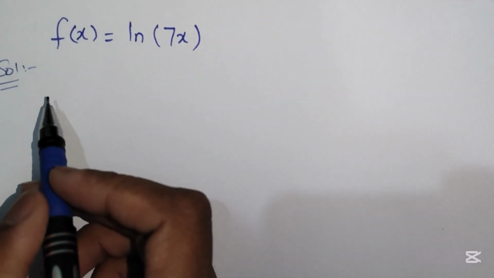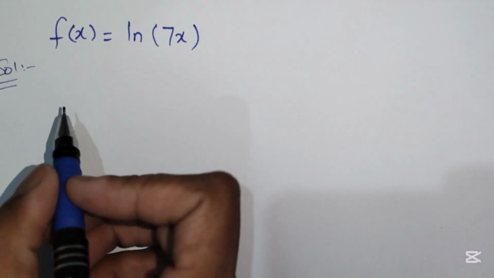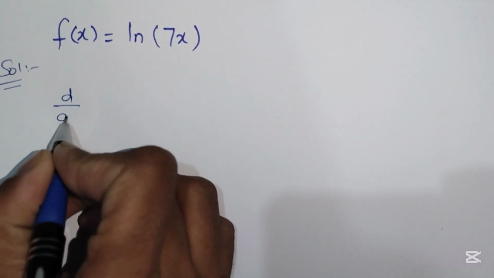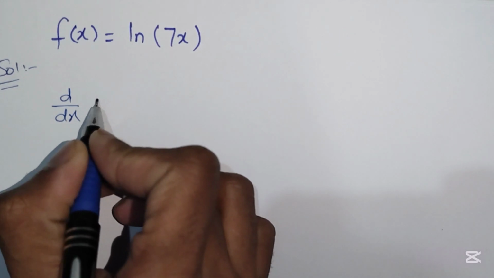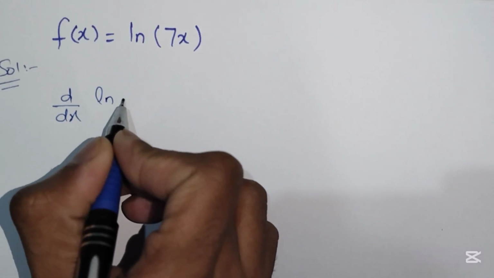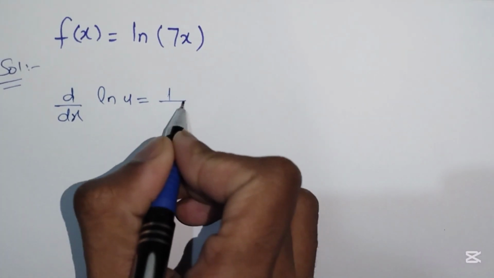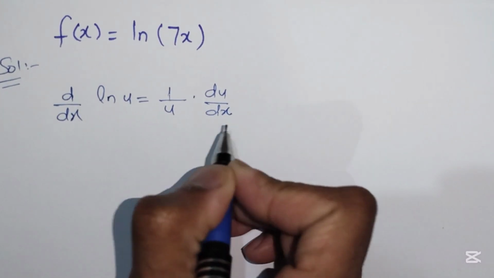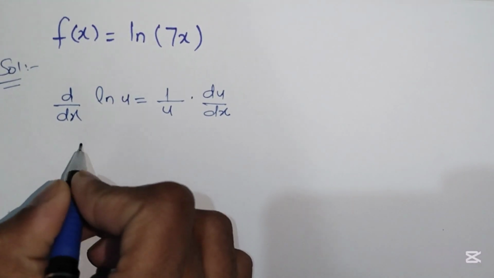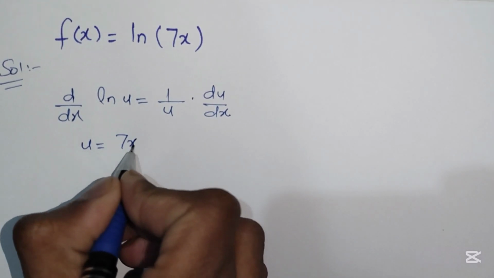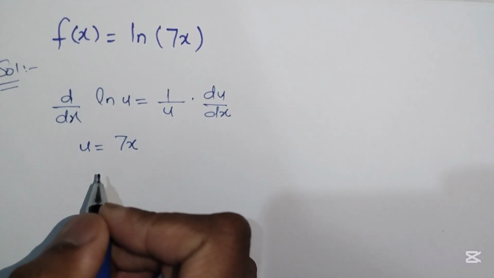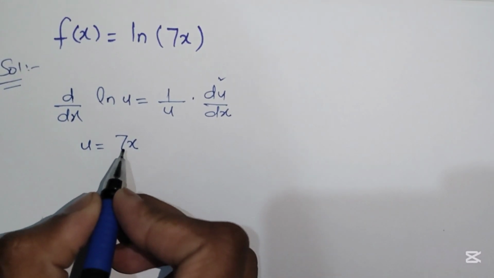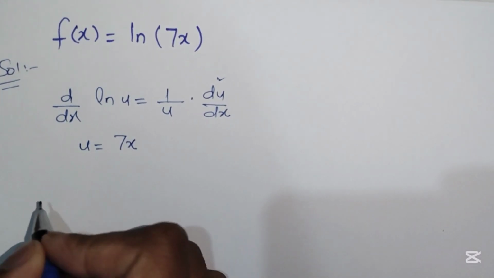We will first apply the logarithmic differentiation rule, which states that d by dx of natural log of u is 1 over u times du by dx. Now in our question, u is 7x. We will find this du by dx. We will take the derivative of this function with respect to x.